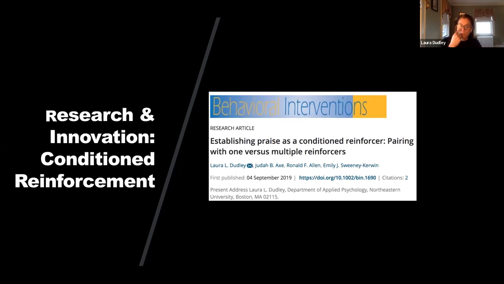And over time, we observed that the praise statement did begin to take on reinforcing properties for 4 out of 5 participants. And this has clinical significance, right? As the use of praise is readily available and occurs naturally to reinforce behavior. So we were excited about these results and are hoping to extend them in the future.